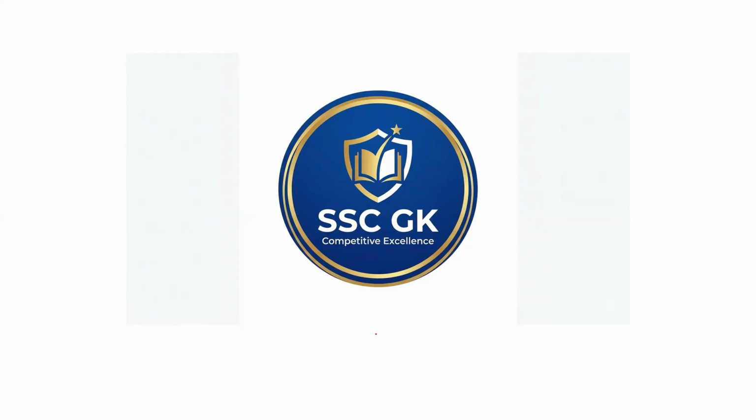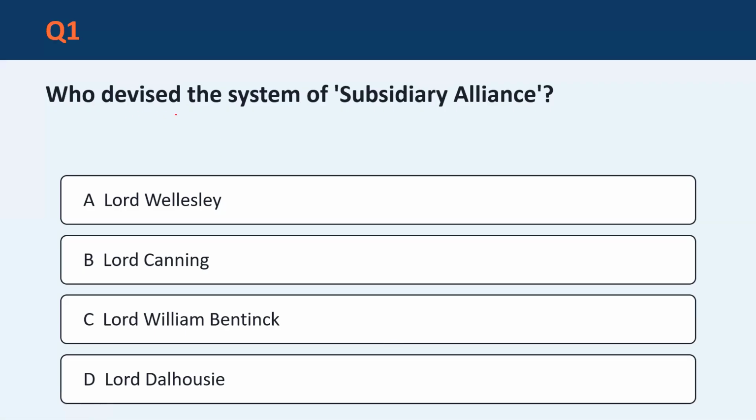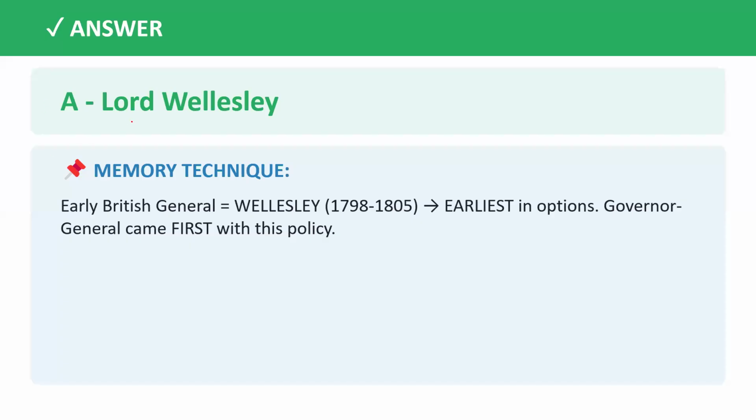So let us begin. The first question is, who devised the system of subsidiary alliance? The options are Lord Wellesley, Lord Canning, Lord William Bentinck, and Lord Dalhousie. And the answer is Lord Wellesley.